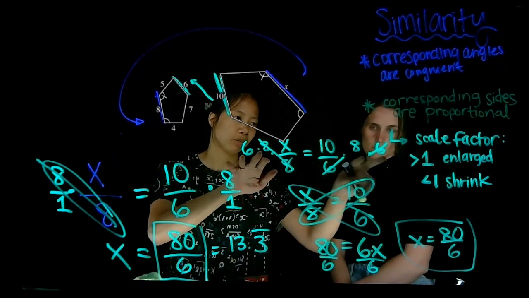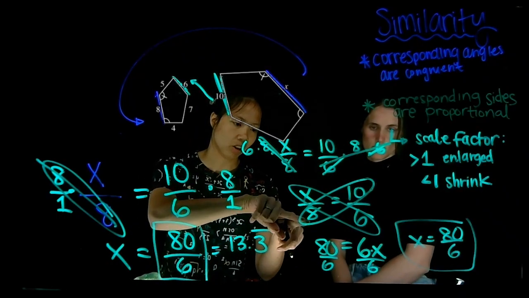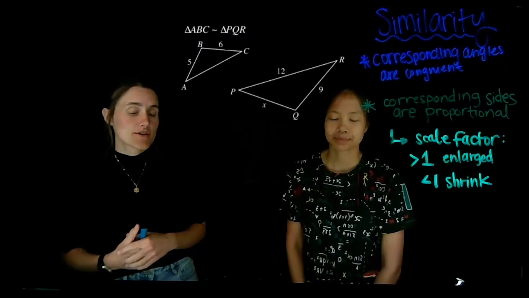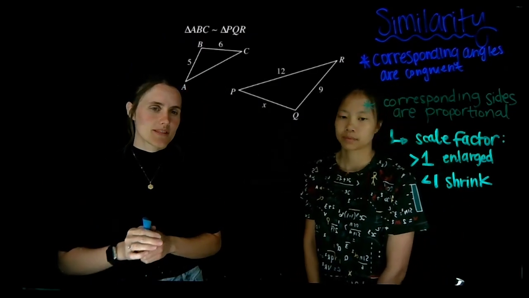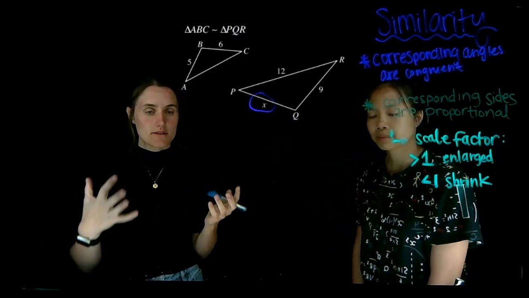And when you undo both fractions, you are left with giant ones, and then you end up multiplying this denominator with this numerator, and you end up multiplying this denominator with this numerator. We're going to use what we just learned in our last example to see if we can solve for this missing side x. First, we have to decide what sides correspond with each other.